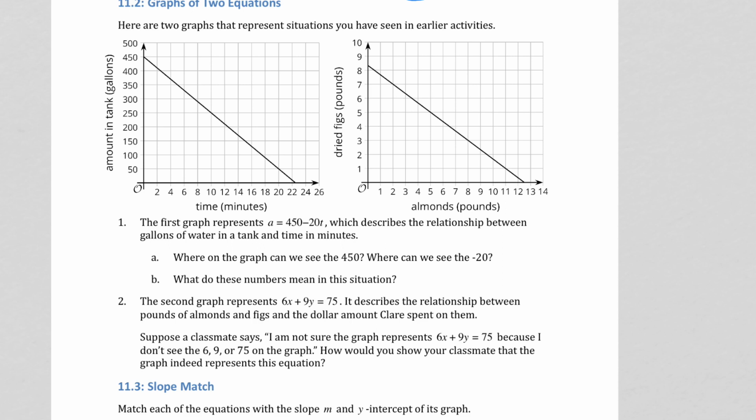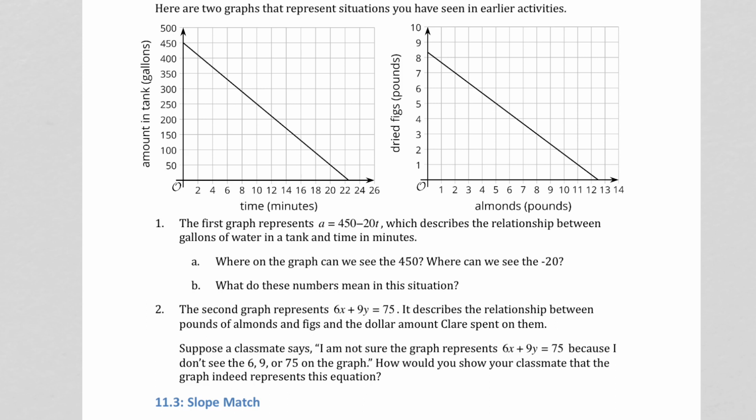Where on the graph can we see the 450? Where's 450 on this graph over here? On the y-intercept. Okay, or the y-axis. Specifically on the graph where we see that number, in that equation, that means it's our y-intercept. We can see on our graph up here that that's where that is. So we have that 450.